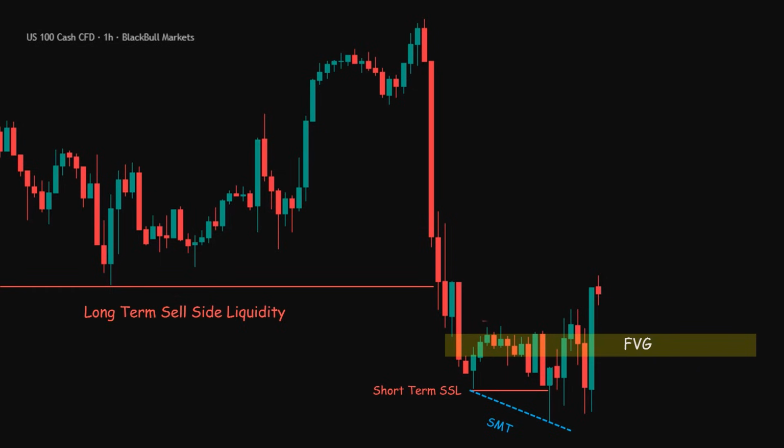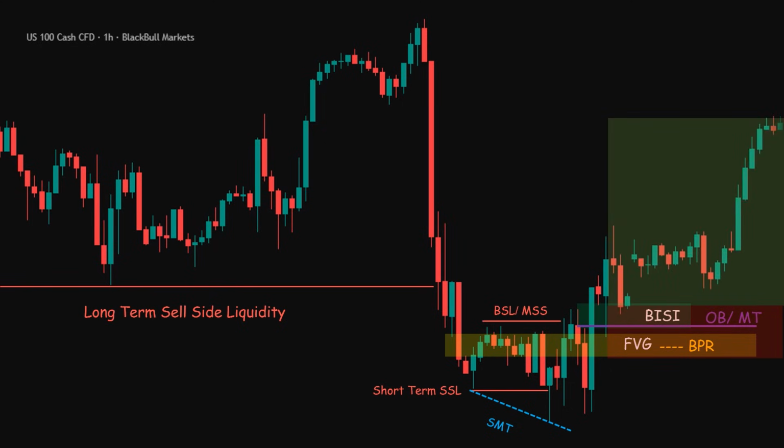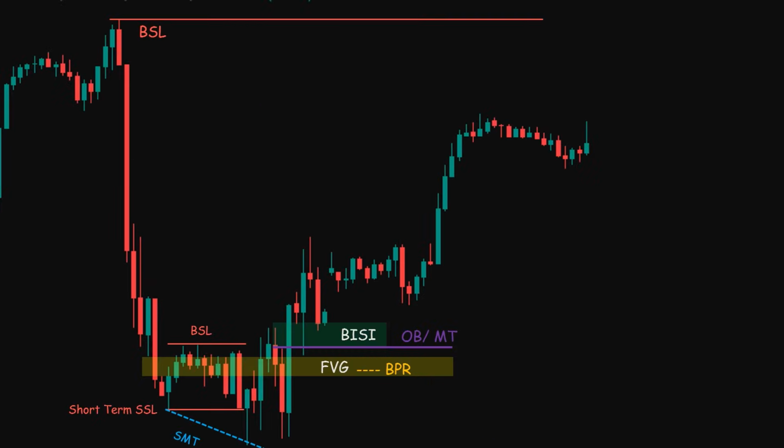But instead, it came back, broke through the BPR zone with a fresh displacement, and even created a higher high, a structure break. That's it. Clean. Beautiful. One of the best entries you'll ever see. That was a clean, high probability trade.